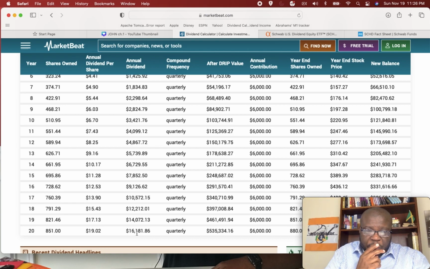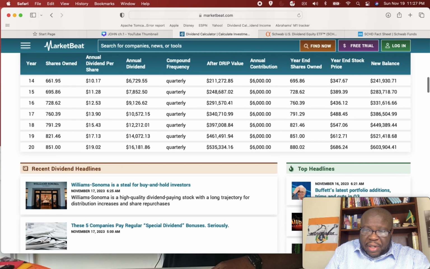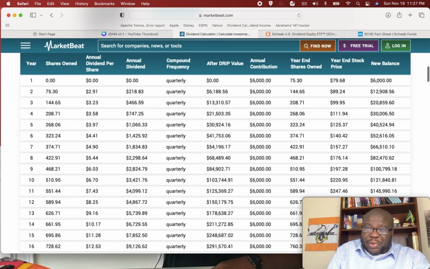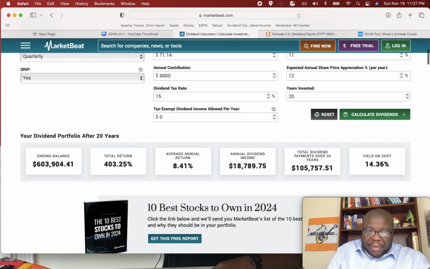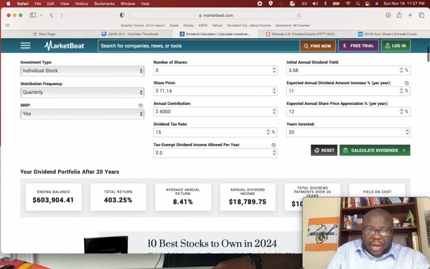Which is not bad. That's not a bad supplemental income. And the portfolio value would be about $600,000. So $500 a month for 20 years, the portfolio value is $600,000, and we're getting dividends of $16,000. That's not bad. Let's put it up to $1,000 a month and see what that looks like.